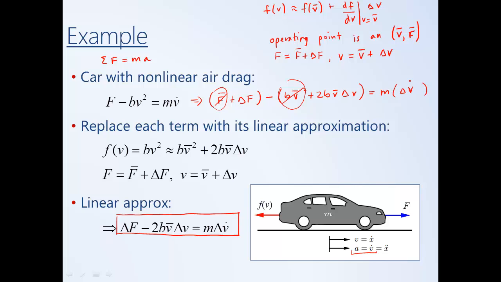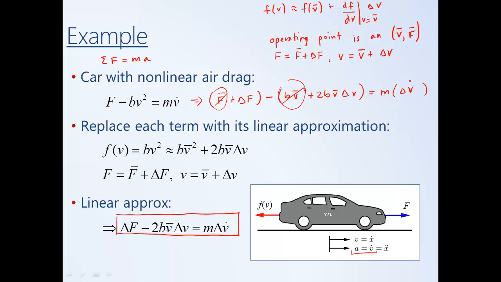The thing to recall here is that this approximation works well as long as delta v and delta f are small. As long as the conditions are such that the system stays near the equilibrium point v bar, f bar. Since we have a linear differential equation, we can then do all of the analysis, all of the things that we've learned so far in the course.